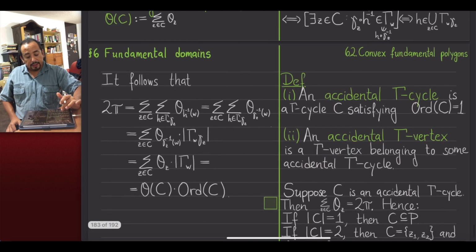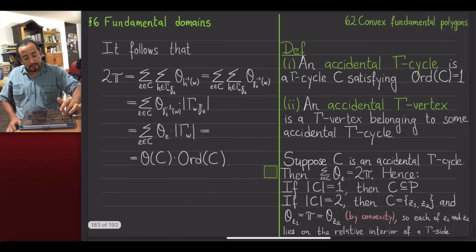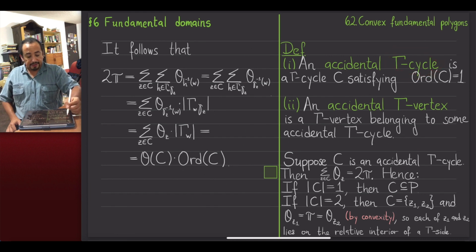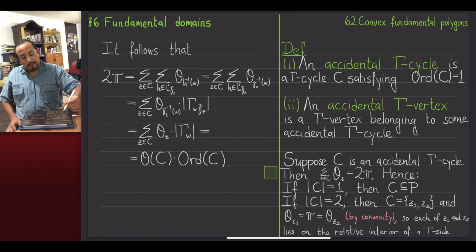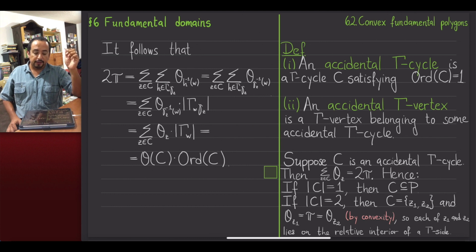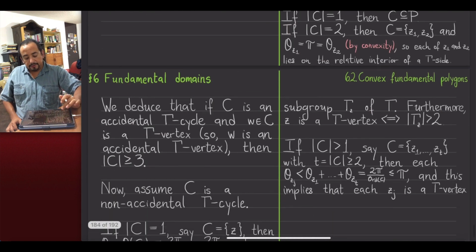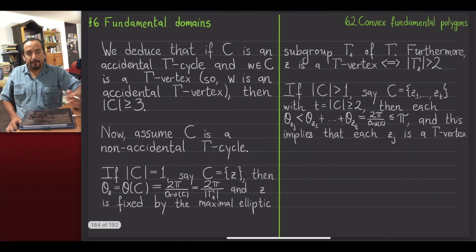Recall also that we said that a gamma cycle is accidental if its order is 1. That is, if the stabilizer of any of its elements is trivial. And accordingly, a gamma vertex is said to be accidental if the gamma cycle it belongs to is accidental. Or, in other words, if that given gamma vertex has trivial stabilizer. So it's clear that if you give me a gamma vertex, that gamma vertex is either accidental or non-accidental.